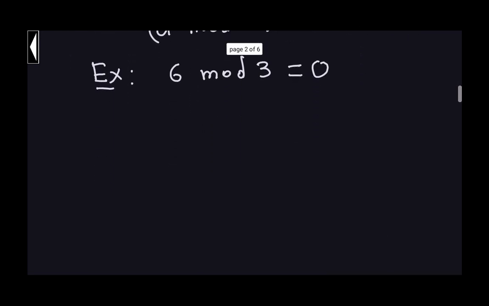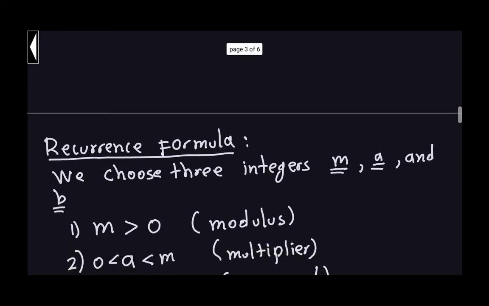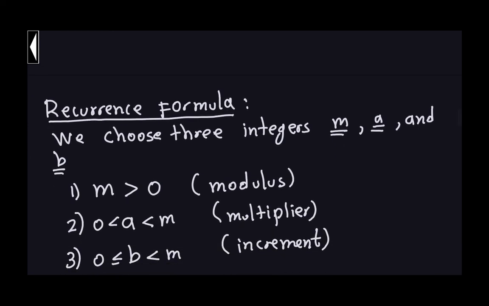Okay, so what is the congruential formula? It is going to be a recurrence formula, and if you don't know what that means, don't worry. We're going to go into the details in a little bit. To set up the formula, you need to make choices for 3 integers. The integers we're going to name m, a, and b, and these integers have to satisfy some properties.